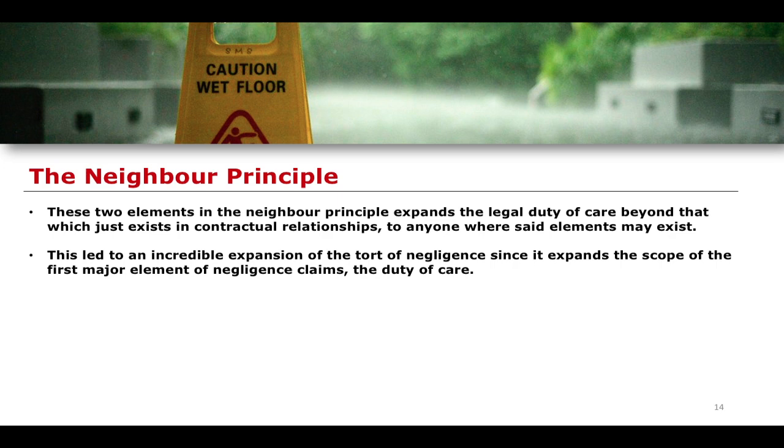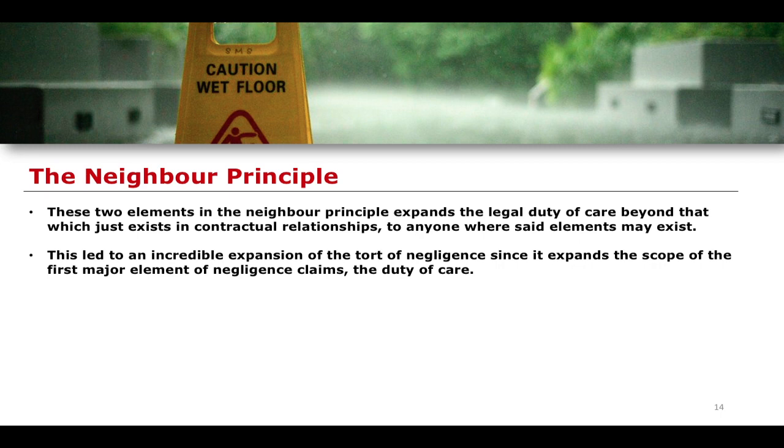This was only the obiter, by the way, of the Donoghue and Stevenson principle, but the neighbor principle and the language of the neighbor principle would then be picked up and form parts of the ratio decidendi of other case judgments. Okay, so even if it wasn't necessarily that applicable in this case, it was still nevertheless applicable as time went on.